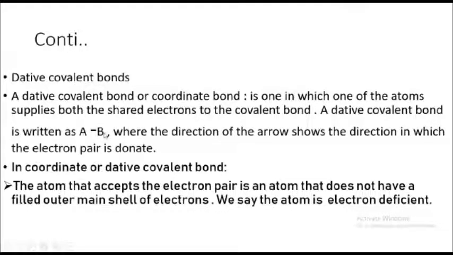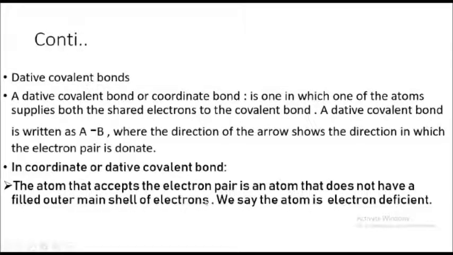An element can give another element the electrons that it requires. In a coordinate or dative covalent bond, the atom that accepts the electrons, the atom that gains electrons, is an atom that does not have a filled outer main shell of electrons. It does not have a full outer shell of electrons.